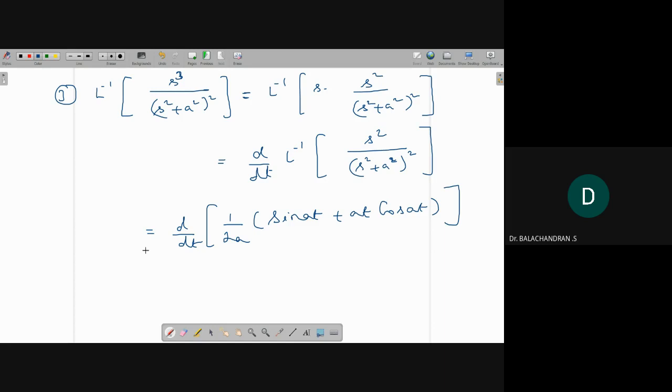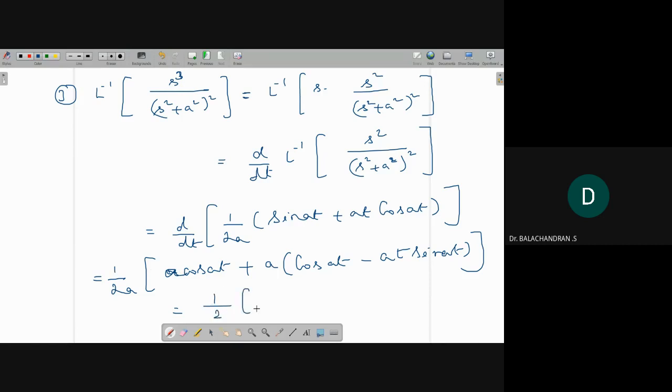So now remaining is just differentiation. So 1 by 2a common, if you differentiate sine a t, a cos a t, plus a into (cos a t minus a t sin a t). So for the final answer, you can take this a as common, so 1 by 2 into (2 cos a t minus a t sin a t). So it's the final answer.